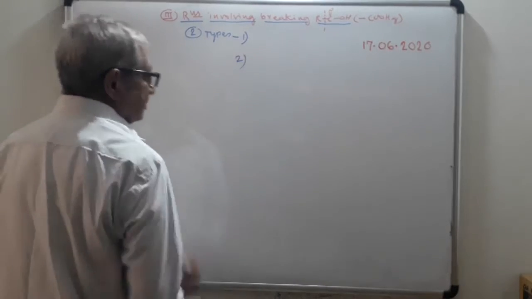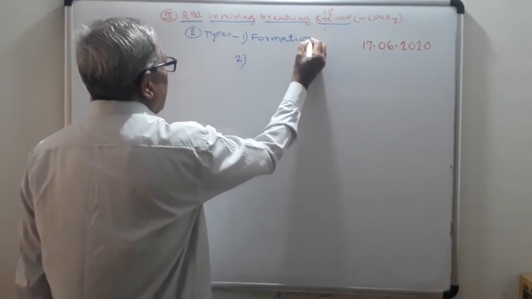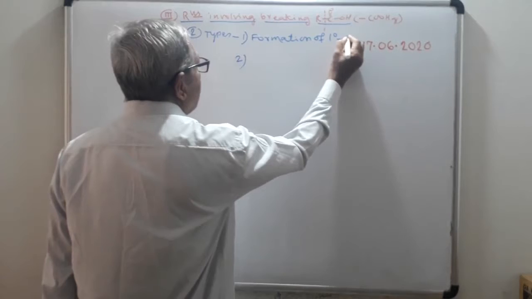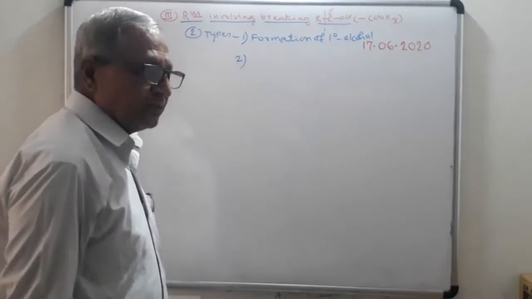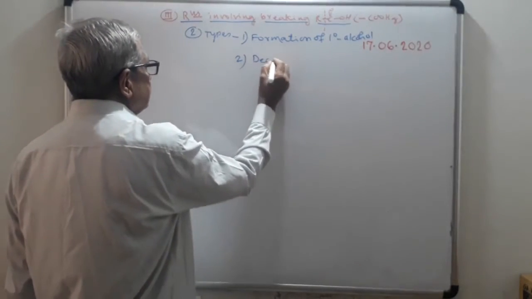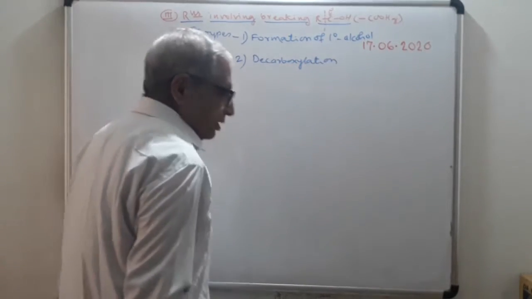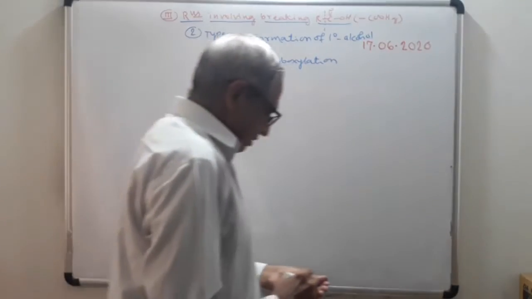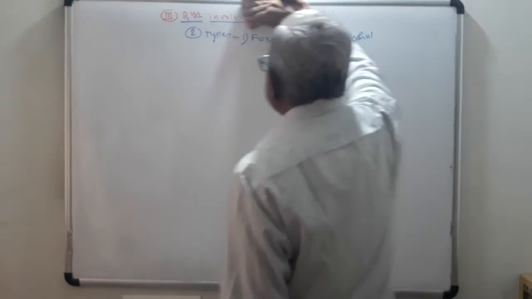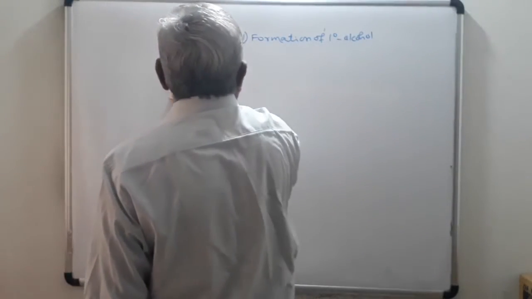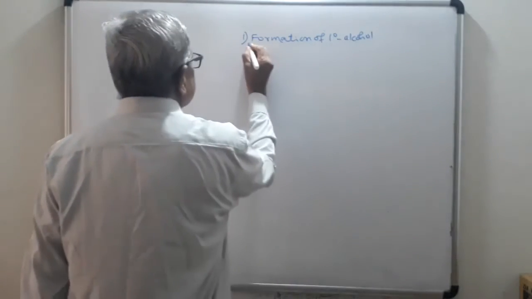First is the formation of primary alcohol. Second is decarboxylation. So step by step we are going to learn these reactions. So give the title, formation of primary alcohol. This is the first point here. This is your reaction.